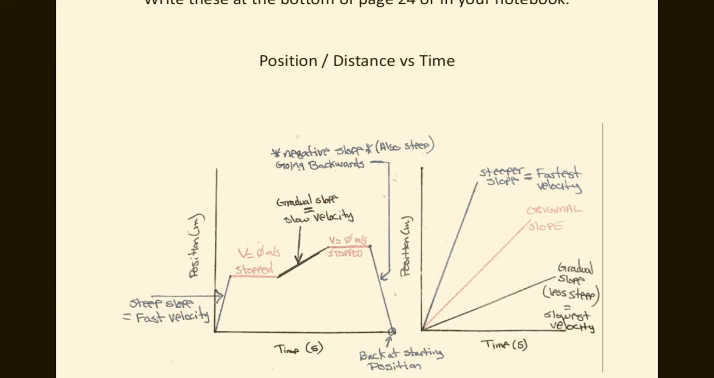Now, as we go to the right and we see our first red line, at that point, the object is considered to be stopped, and the velocity there is 0. We know it's stopped because the position is not changing, but time is moving.